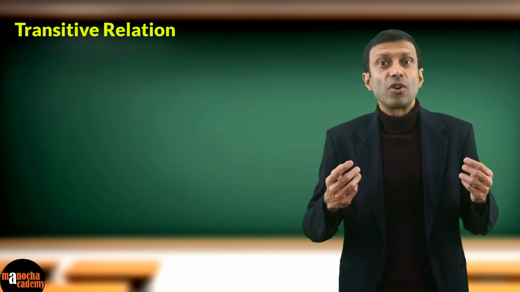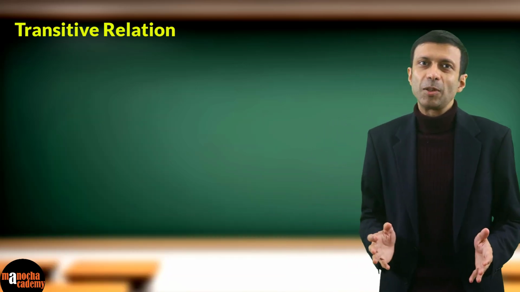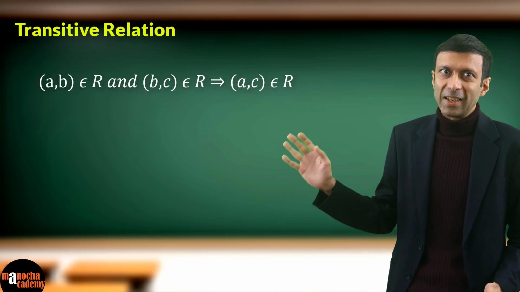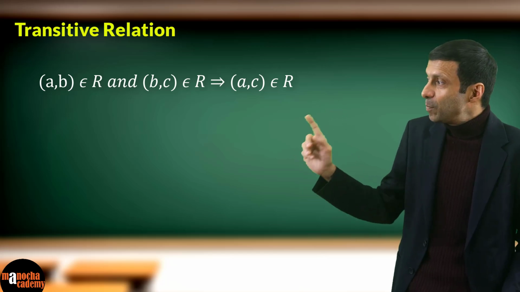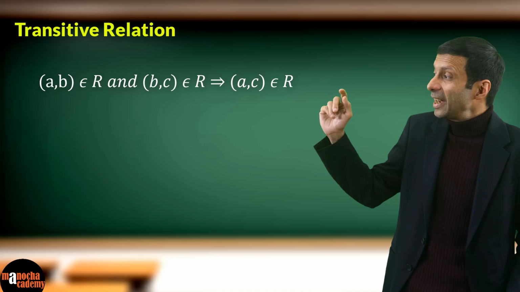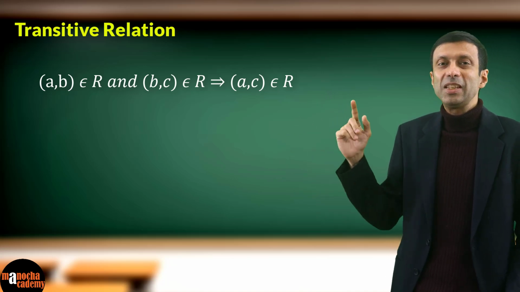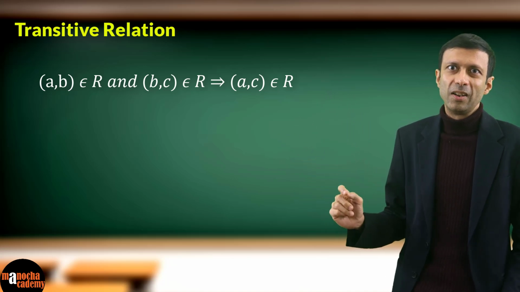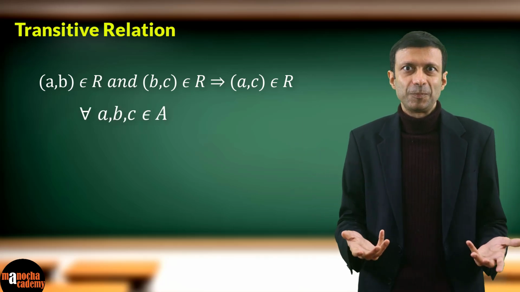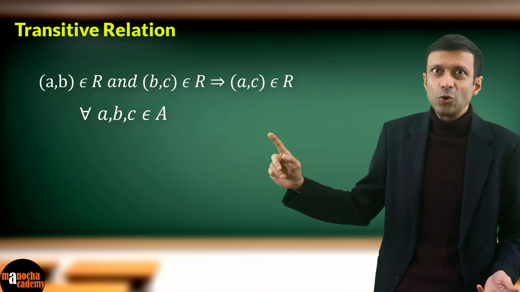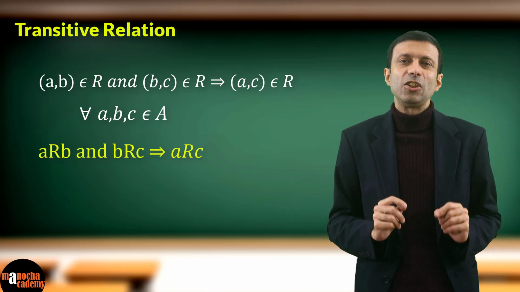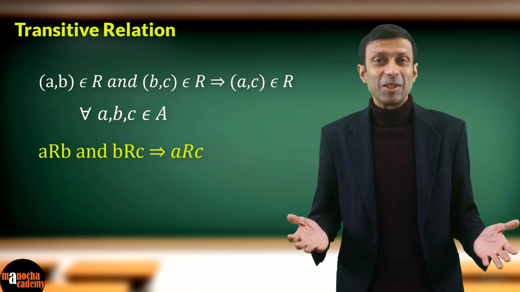Remember, in a transitive relation, we write the mathematical notation like this: if (a, b) belongs to R, that is a is related to b, and (b, c) belongs to R, this implies that a is related to c, which means (a, c) belongs to R, where a, b, c are elements of the set A. Clear? So if a is related to b and b is related to c, this implies that a is related to c. Now let's consider some examples here.